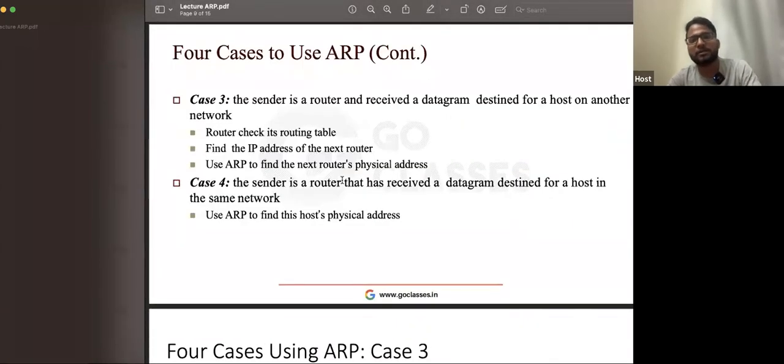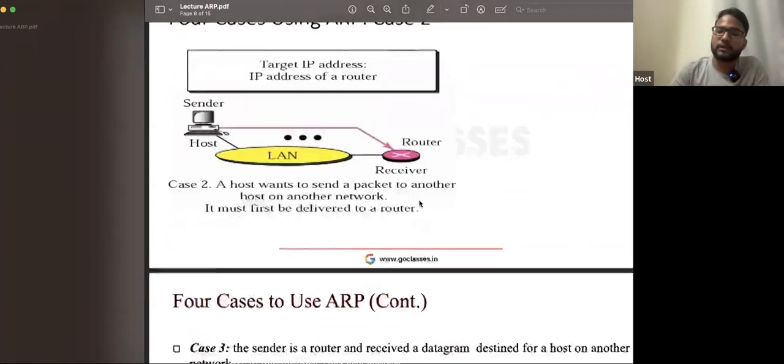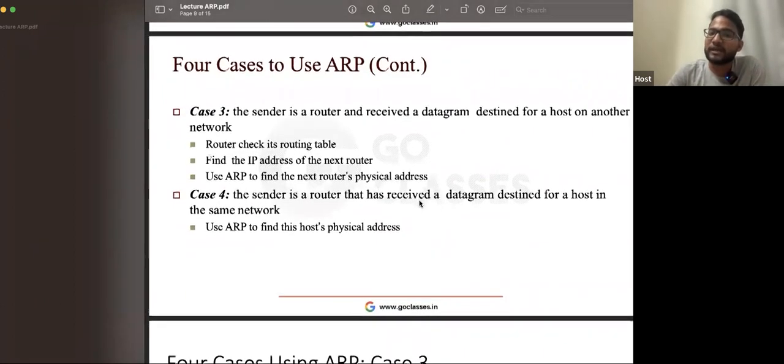In this case, we just need the router MAC address, not B's MAC address. So I will be broadcasting and I will get to know the router MAC address. Now the third case is where the sender is a router and the received datagram is destined for a host on another network. The same story: it will just get the router MAC address, right? If that is in another network, then I will get to know the MAC address of the next hop. So this is the same as the second case.